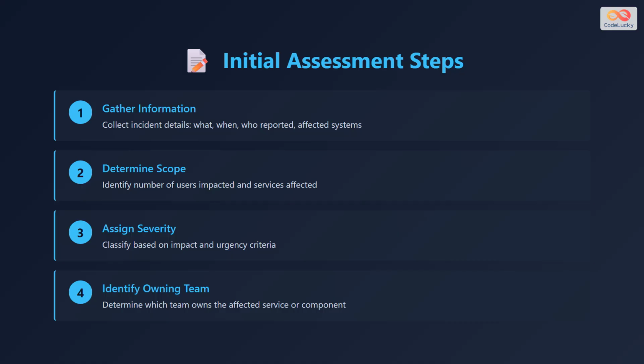The triage process follows four key steps. First, gather information by collecting all incident details, including what happened, when it happened, who reported it, and which systems are affected. Second, determine scope by identifying how many users are impacted and what services are involved. Third, assign severity by classifying the incident based on the impact and urgency criteria we discussed. Fourth, identify the owning team by determining which team owns the affected service or component. These steps should be completed quickly but thoroughly.